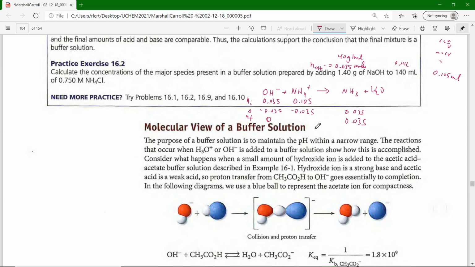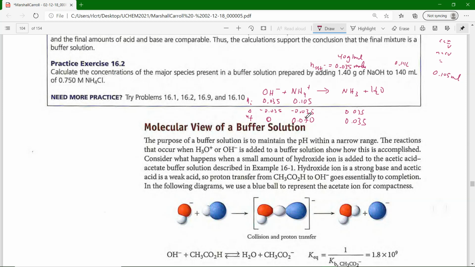So I have essentially no OH minus when the reaction is over, 0.035 of the NH3, and the NH4 plus is 0.105 minus 0.035. Oh, screwed up there. 0.105 minus 0.035, and I get 0.07. And that looks good. You see a ratio there of 2 to 1, coincidentally. So let's just make sure that's right.